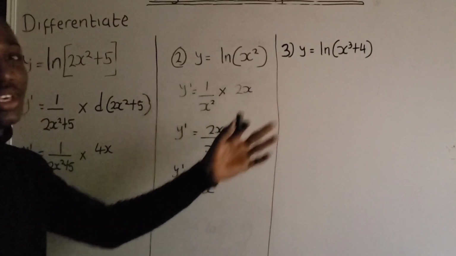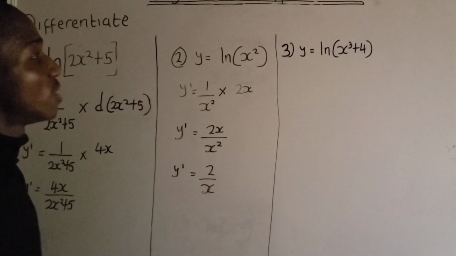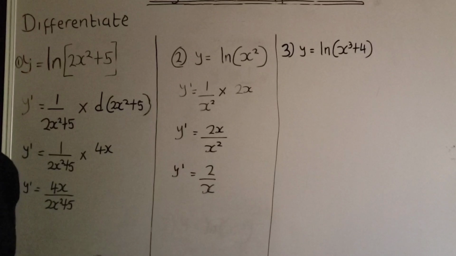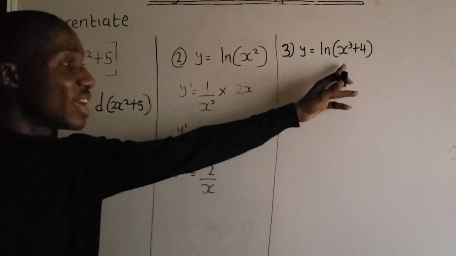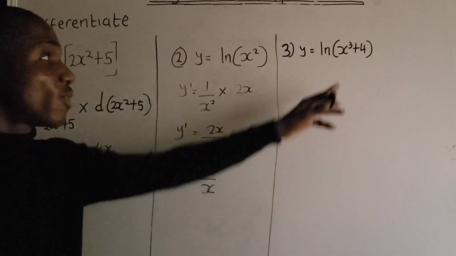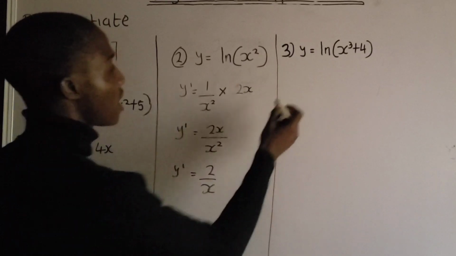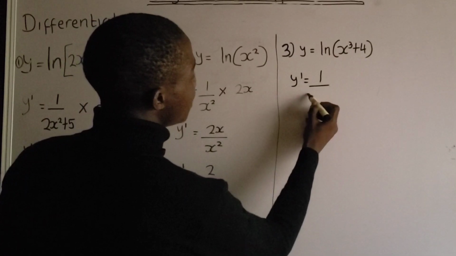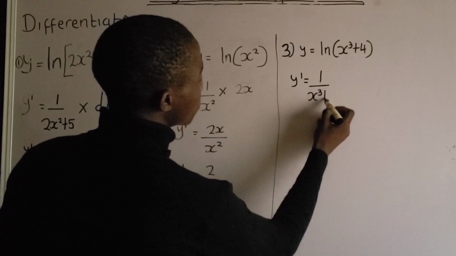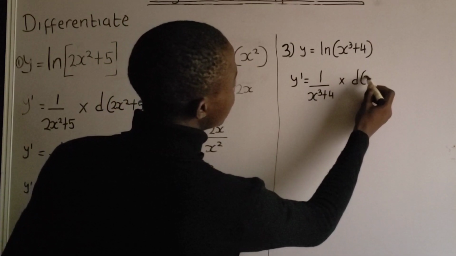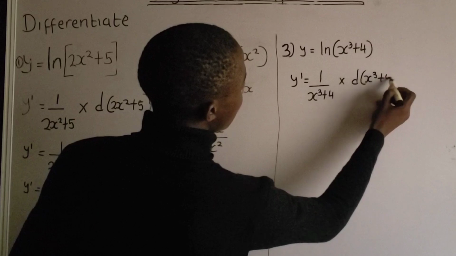Okay, let's have the third work example. Don't forget, we are still going to use the same approach. The first step is to take the inverse of the function inside the bracket. When we talk about inverse, we are talking about the reciprocal of the function inside the bracket. So I'm going to have the derivative of y equals 1 over x raised to the power 3 plus 4, multiplied by the derivative of what? x raised to the power 3 plus 4.